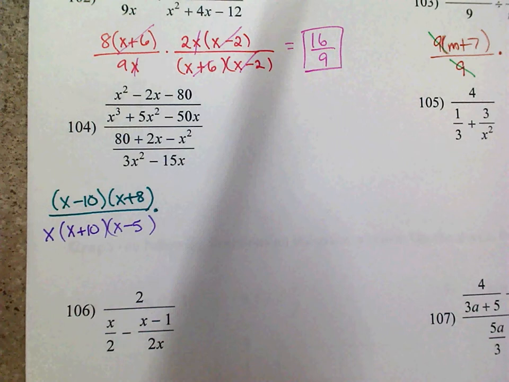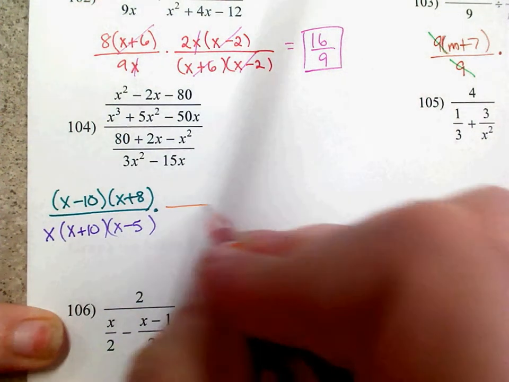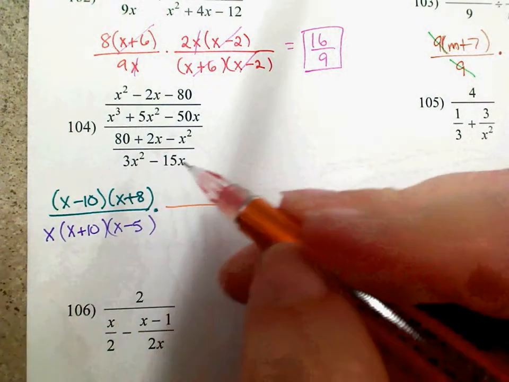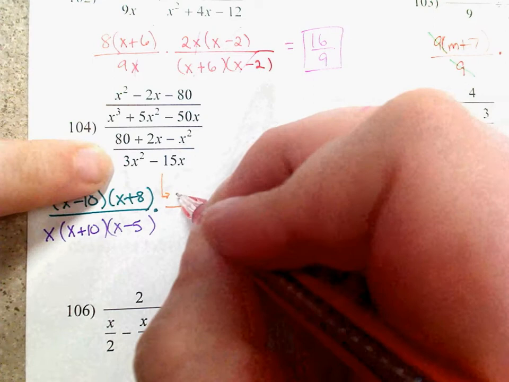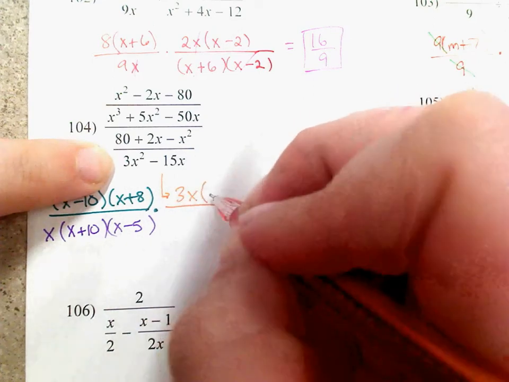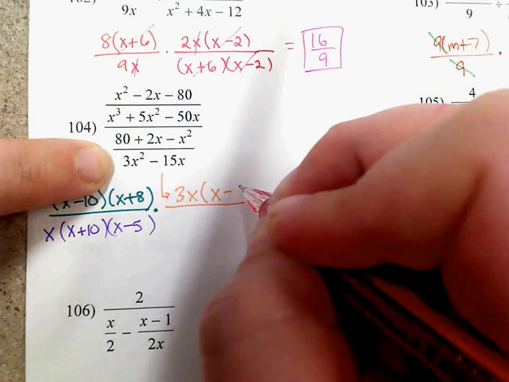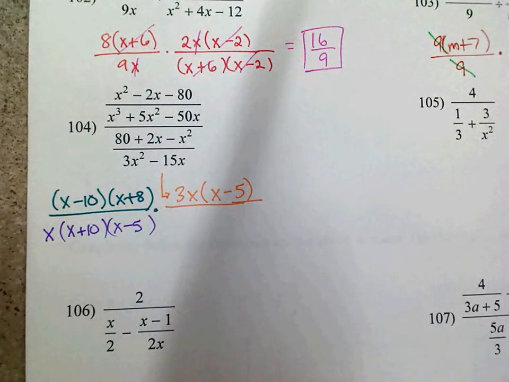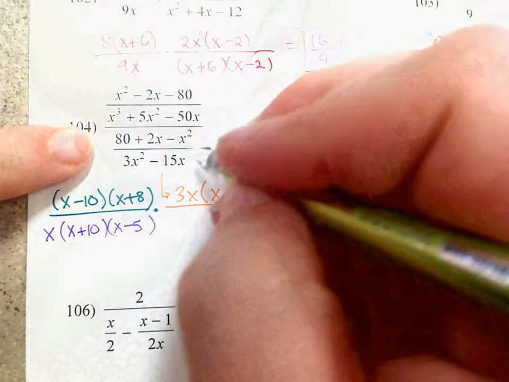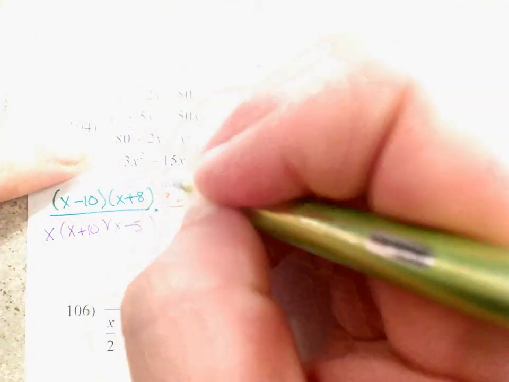Alright, now we're going to multiply. And we're dividing with this fraction, which means this one is going to go to the numerator. Okay, I'm going to factor out a 3 and an x, and I'm going to be left with x minus 5. And the numerator of the denominator is going to go to the denominator of the second one. So this is going to go right here.